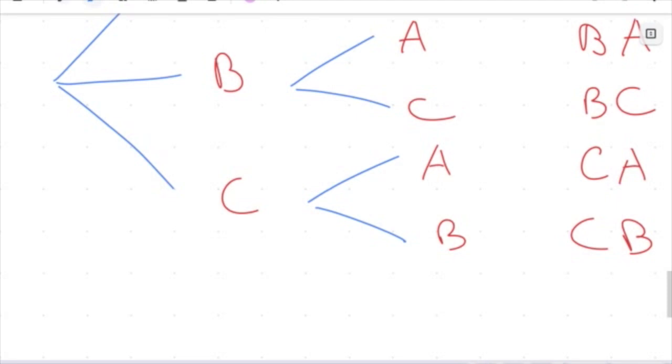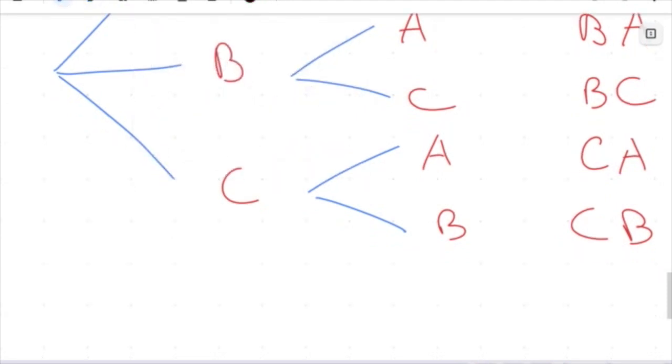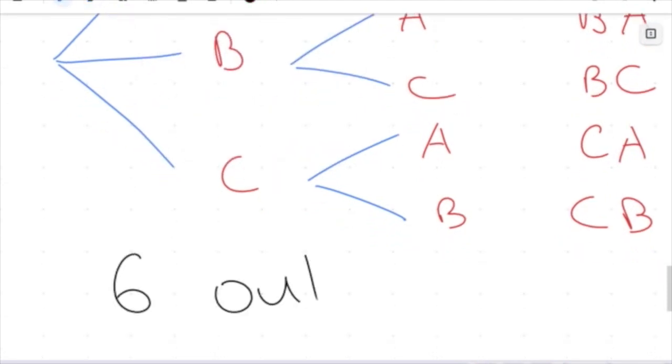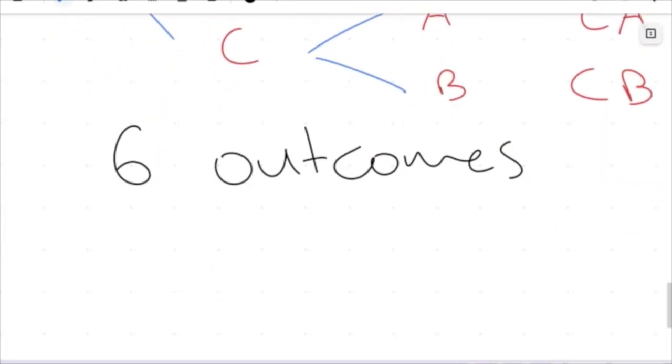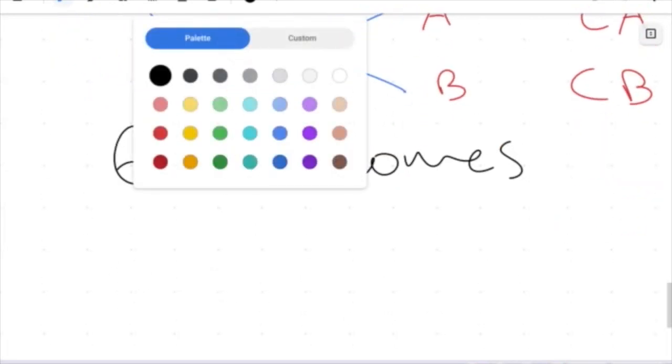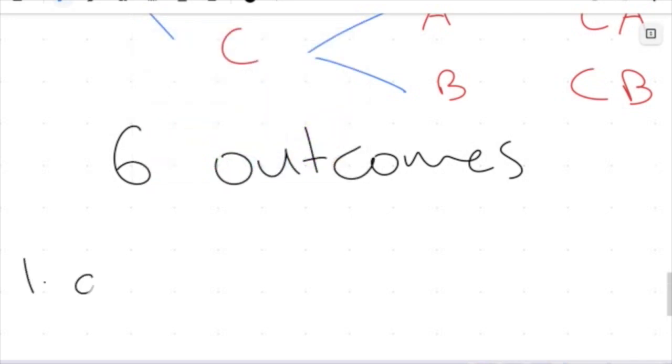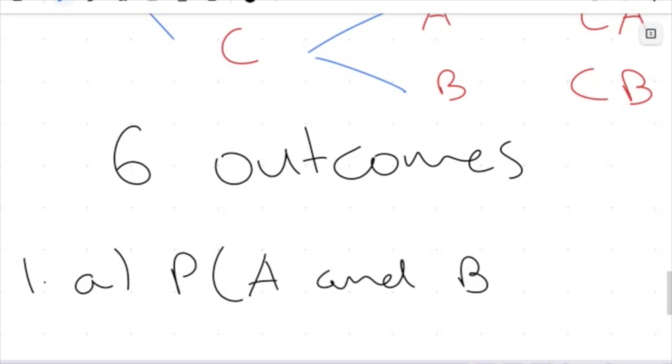So I have a total here of 6 outcomes to choose from. And we're going to use this to actually try to answer some questions. So let's go question 1A. I want to find the probability that the selection will contain Anna and Brad.